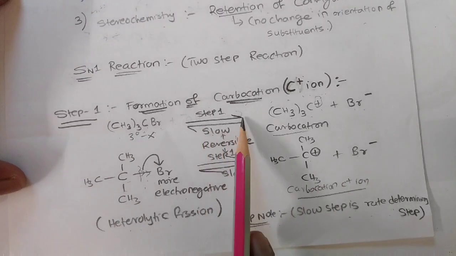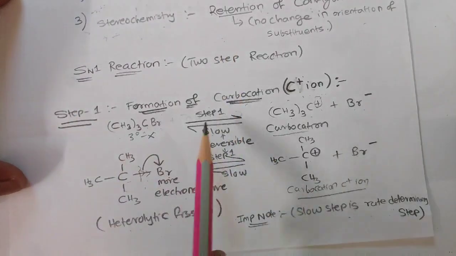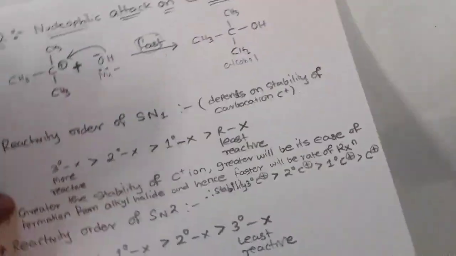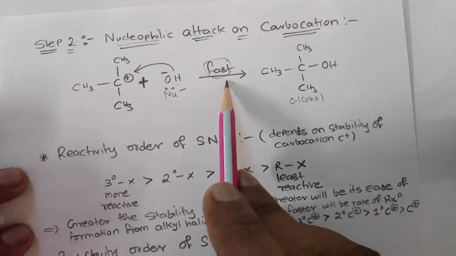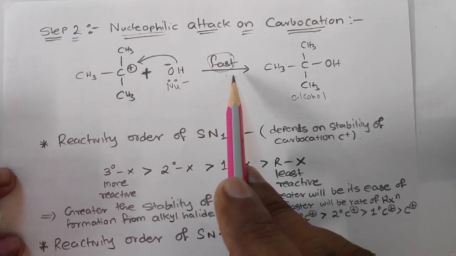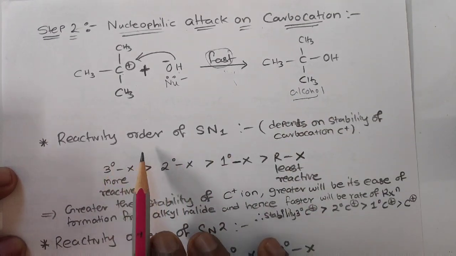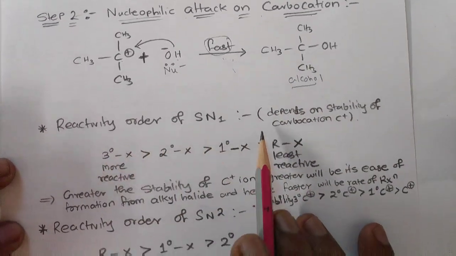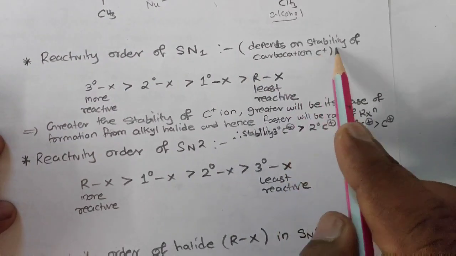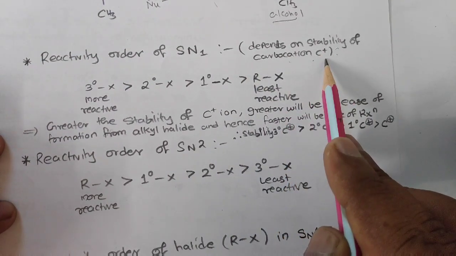Last time we discussed the last one. Here you can see the first step is reversible, and step 2 is not reversible. In the first step, alcohol is formed. Now when we talk about the reactivity in the SN1 mechanism, it depends on the stability of the carbocation, that is C+.